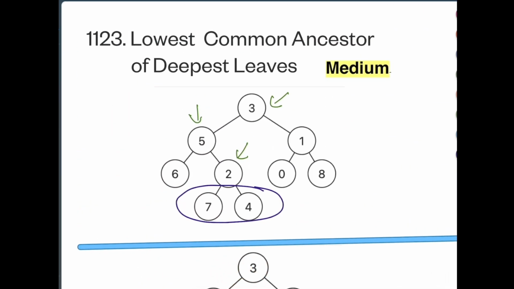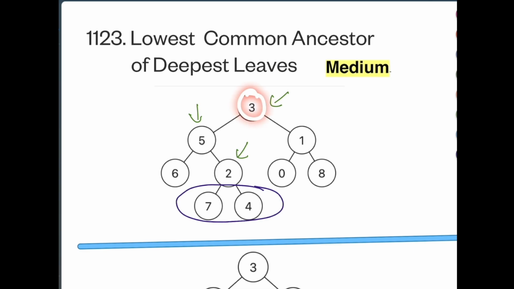Taking you back to example number 1, if you say that hey, 3 is my answer, then yes, 3 can be your answer because from 3 you can reach 7 and 4, and 7 and 4 are our deepest nodes. But 5 is also an answer. From 5 you can reach 7 and 4. And 2 is also an answer because from 2 you can reach 7 and 4.